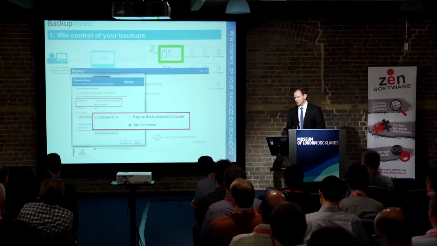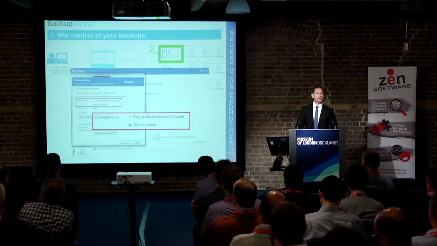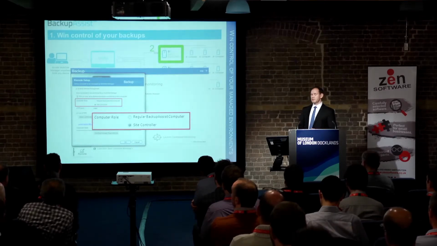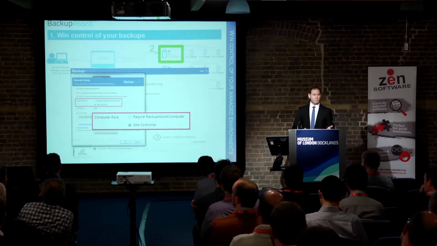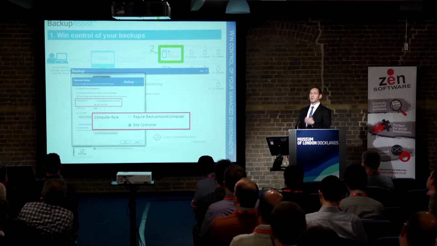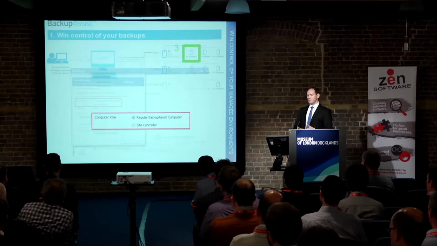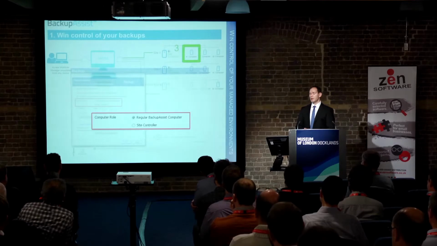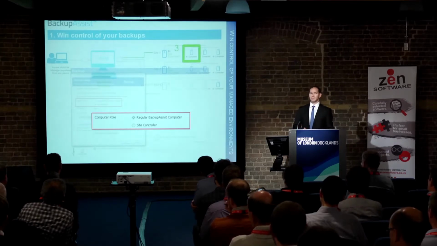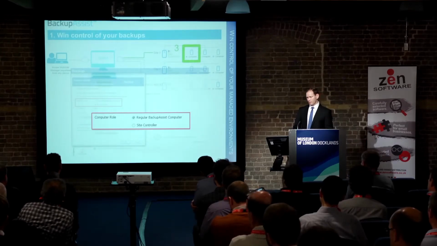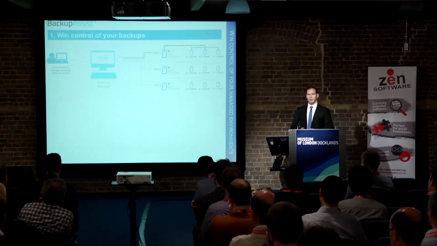The second step, of course, is to set up the site controller. As I mentioned, this is just a standard BackupAssist installation, but you configure it to be the site controller. And then you connect it up to the multi-site manager. And step 3, for all the other BackupAssist machines to be managed, is you configure them to be a regular BackupAssist computer, not a site controller, and they connect up to the site controller. And that's it, you've got your site all set up.